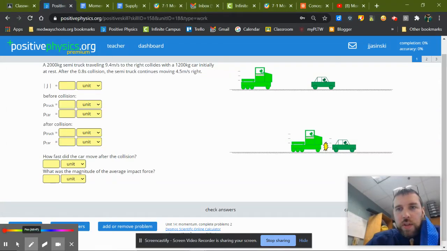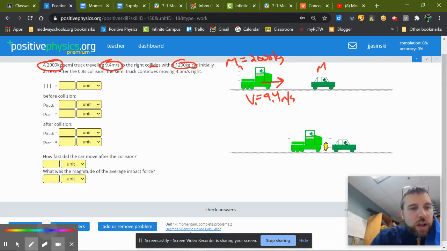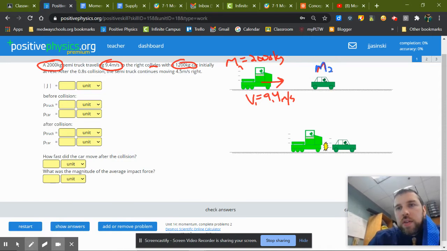Okay, so let's look at one of these. We have a 2,000 kilogram semi-truck, so mass is 2,000 kilograms, traveling at 9.4 meters per second. I'll call this M1 and V1, equals 9.4 meters per second, to the right. It collides with a 1,200 kilogram car. Mass 2 is 1,200 kilograms, initially at rest, so velocity 2 equals 0.